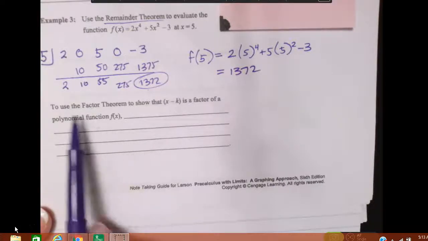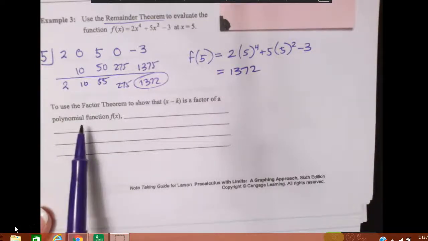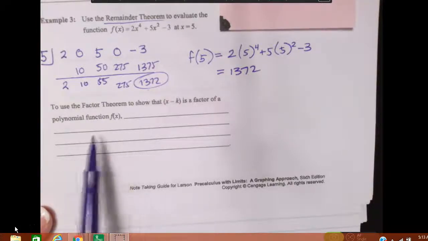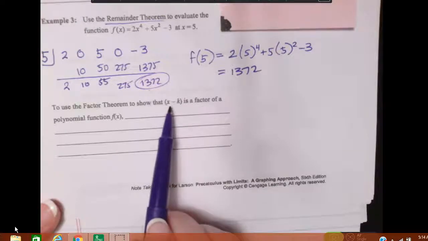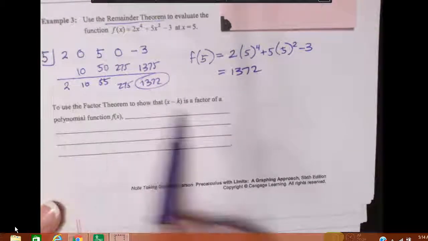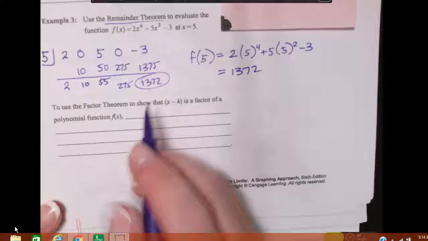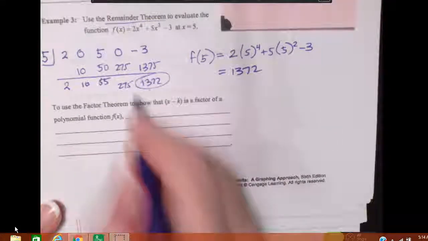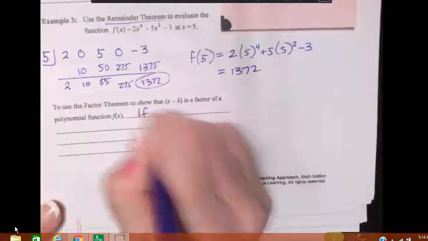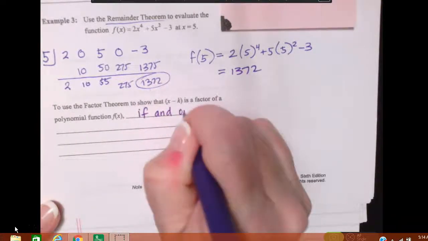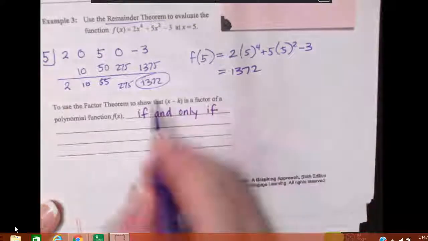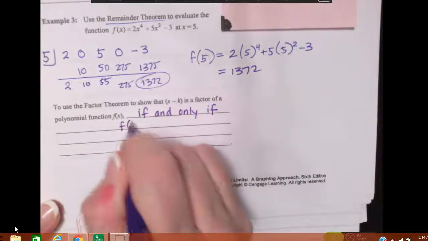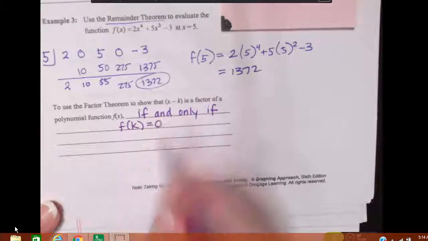So our goal, though, we're going to be using synthetic division to find zeros of functions. So our goal is to get a factor and synthetically divide it, and then if x minus k is a factor, so I'll say if and only if f of k equals 0, and that means you get no remainder when you divide it out.